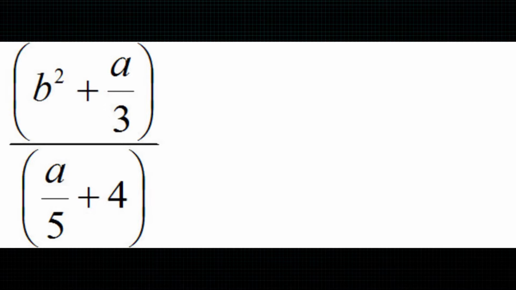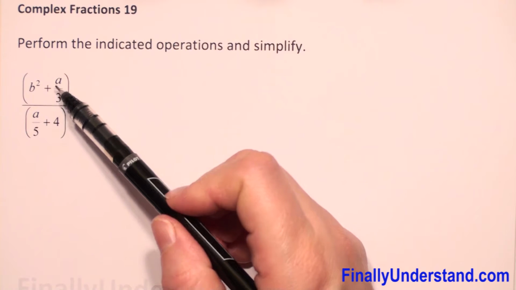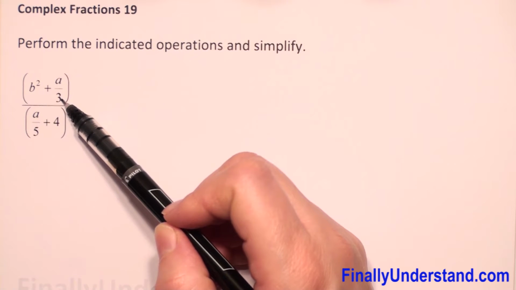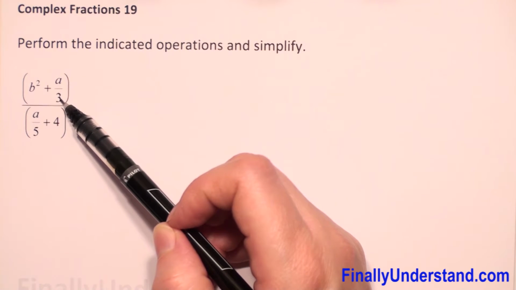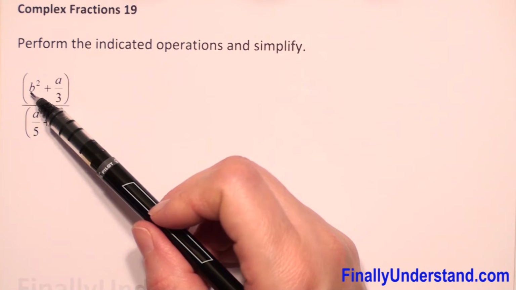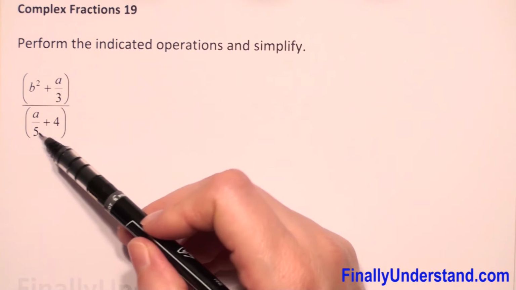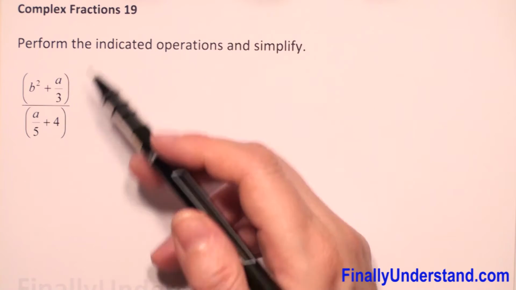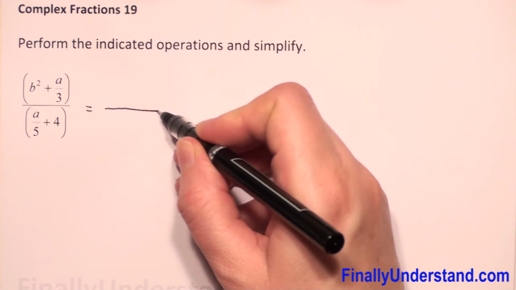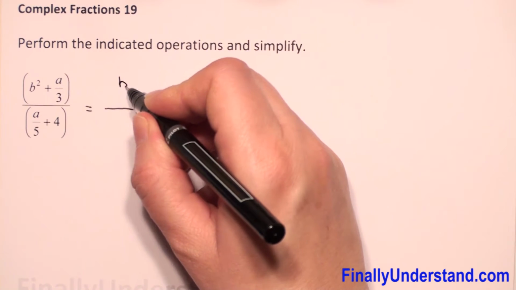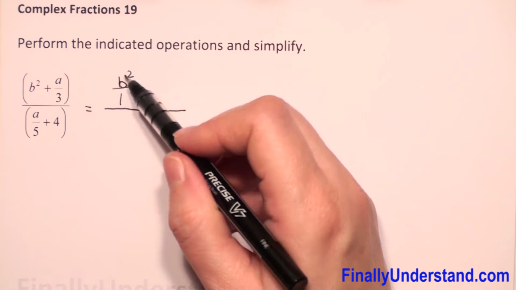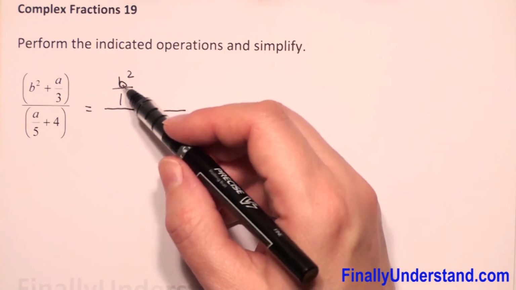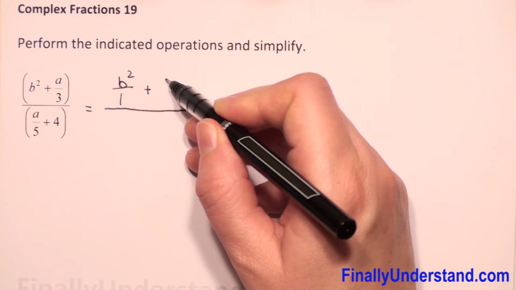We have a complex fraction. First, we have to check if we can do an operation in the numerator and in the denominator. We have addition and we have fractions, so I need to change b squared to a fraction, and the same I will do in the denominator. So this is equal. I will write b squared over 1. So b squared over 1 is b squared, still the same, but now I have a fraction.